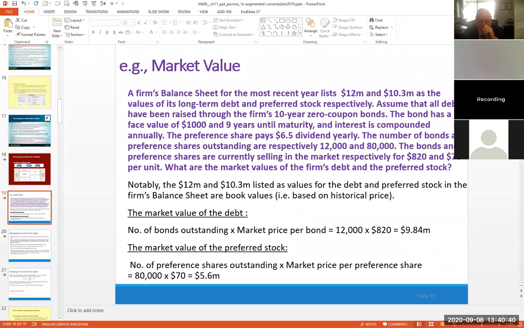I'll read through this one. We won't necessarily do the calculations. A firm's balance sheet for the most recent year lists 12 million and 10.3 as the value of its long-term debt and preferred stock respectively.